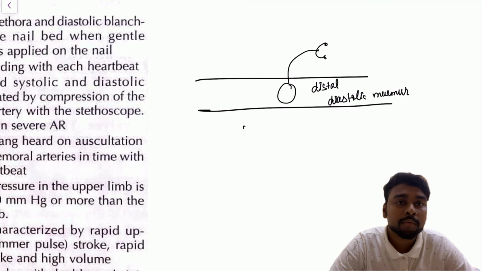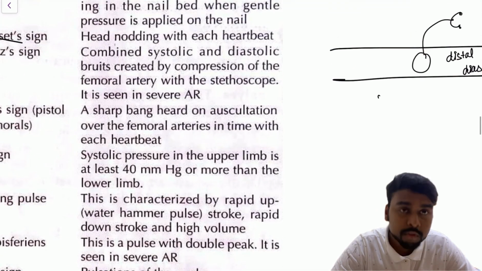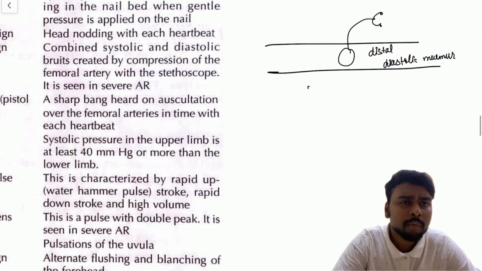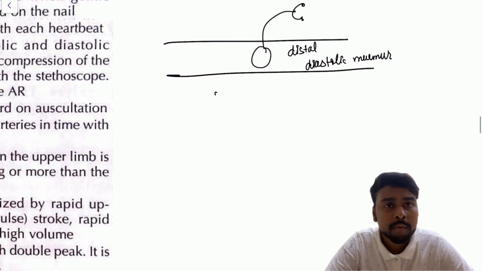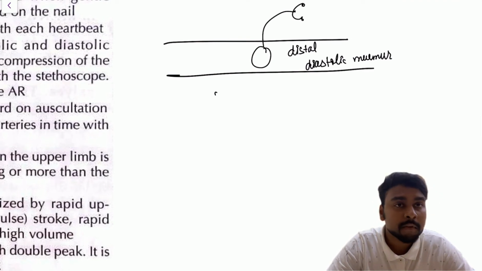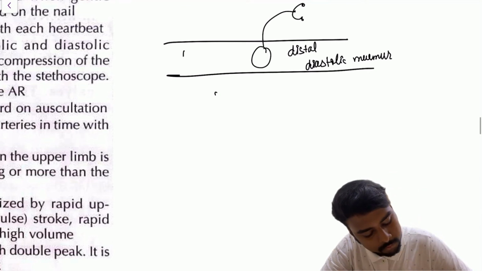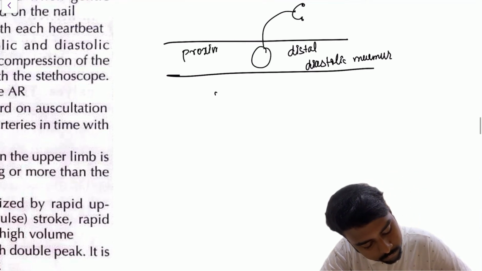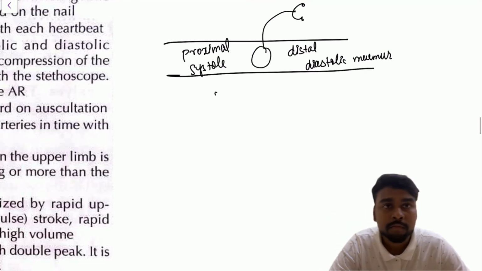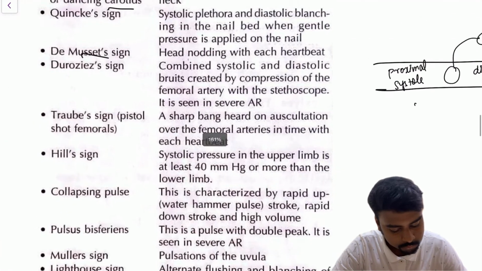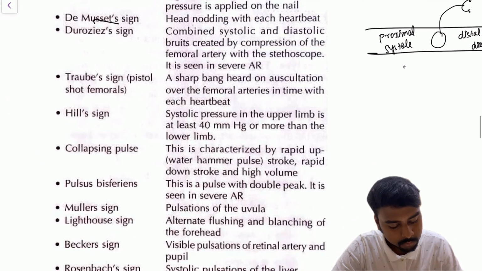This is Duroziez murmur. So, what is Duroziez sign? You can also hear a systolic murmur when you compress the proximal femoral artery. So, if you compress proximally, you can hear a systolic murmur. So, that is Duroziez sign.